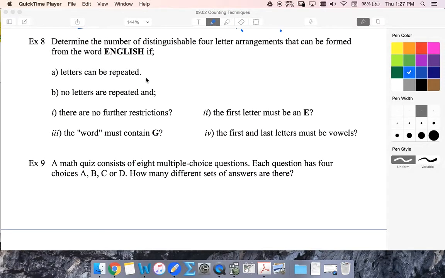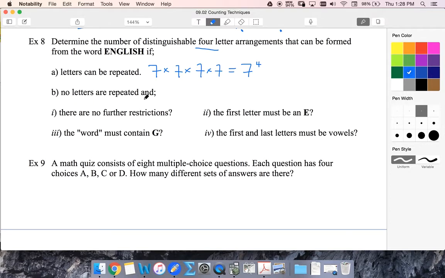Right, so now we're going to determine the number of distinguishable four-letter words that can be arranged from the word English. So four-letter arrangements, maybe words, maybe not. If we can repeat letters, then every time we have 1, 2, 3, 4, 5, 6, 7 choices. So the first letter, we have 7 choices. The second letter, third, and fourth, we always have 7 choices because we can repeat letters. So that's 7 to the 4th.